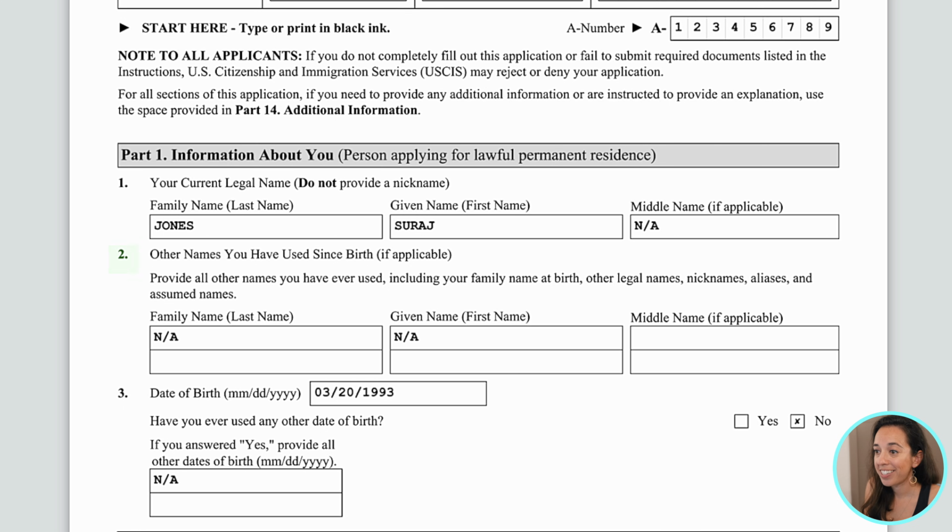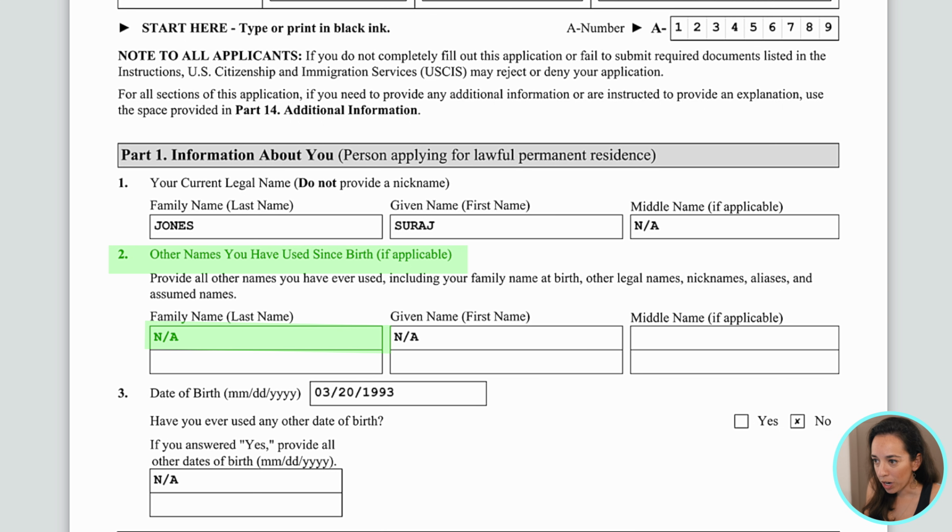Question 2 asks other names you have used since birth. This wasn't relevant for us, so we put NA. However, let's say you're the non-US citizen and you're the female who's changing her name. In question 1, you can put your new married name, which is the name you're taking from your husband. And here in question 2, you can write your pre-married maiden name, which was your name before marriage, even if you haven't legally changed it yet.